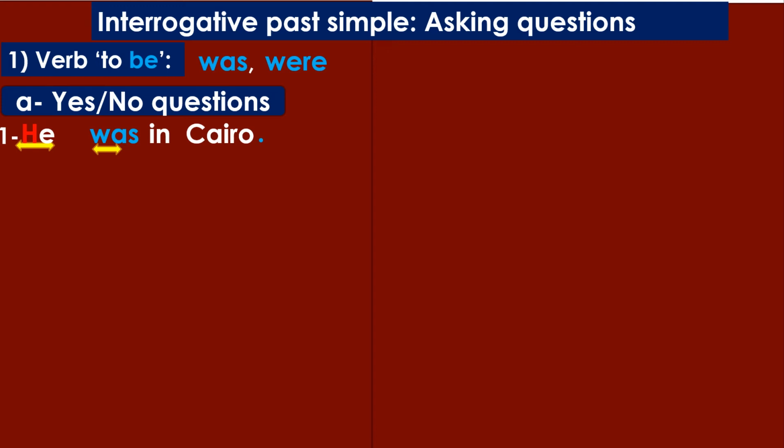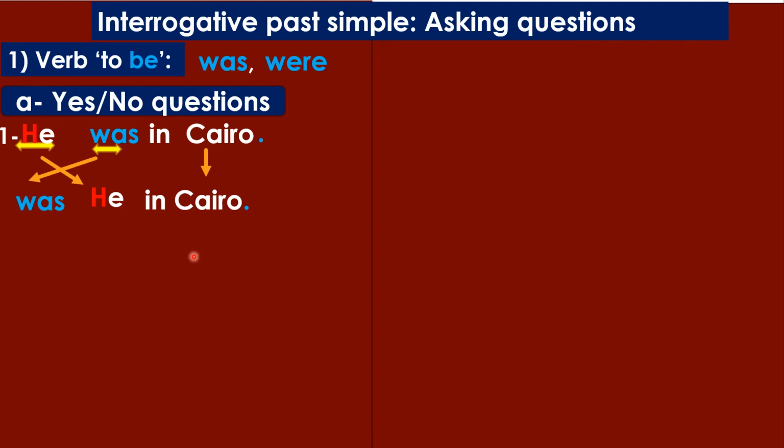We're going to make a kind of inversion, meaning a change. For example, instead of saying he was, it's going to be was he. Okay, this is called inversion. I don't know how to translate it into Arabic. Yes, inversion means swapping. So he was is going to be was he. And we're going to have in Cairo as it is, because it's a yes/no question.